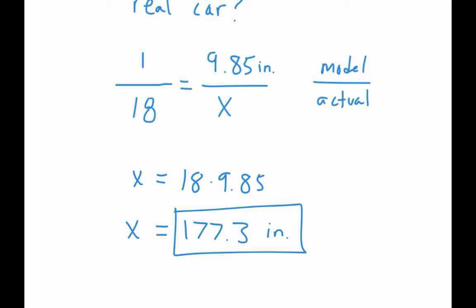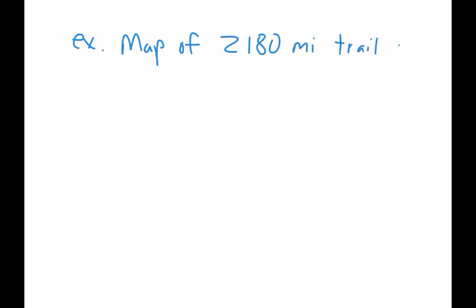Sometimes, instead, they'll give you a scale like this 1 to 18, then say the actual size is this, and you need to find the model. Enter the second example, which is a little bit different. For geography class, you're trying to make a map of the Appalachian Trail. The trail is 2,180 miles long. You guys familiar with that? It's a sweet trail. It goes from Georgia through the backbone of the Appalachian Mountains up to Maine. So a map of the 2,180 mile trail on, we'll say, an 11-inch piece of paper.